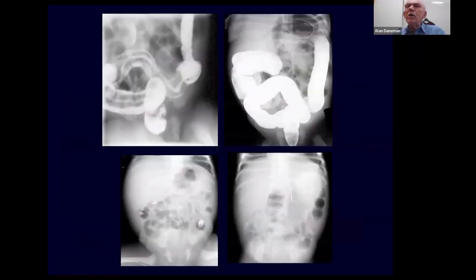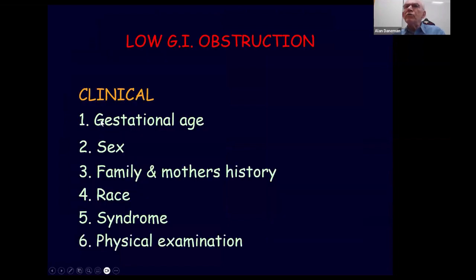And you want to know about gestational age. It's more likely to be Hirschsprung's if it's a mature, a full-term or post-mature baby. It's more likely to be functional immaturity if it's a premature baby. Sex, it's more likely to be Hirschsprung's if it's a male, although females have a higher incidence of genetic hereditary Hirschsprung's. You want to know the family history. Is there a family history of Hirschsprung's or of cystic fibrosis?